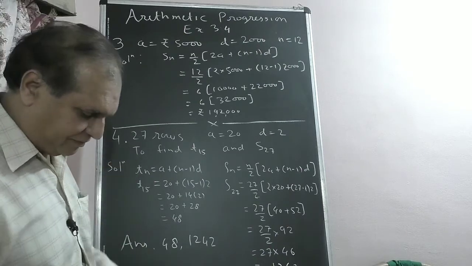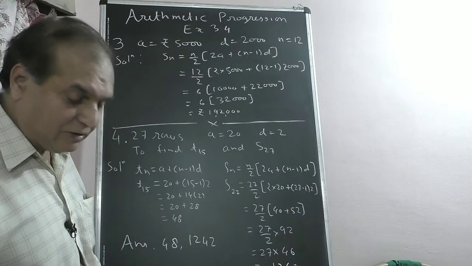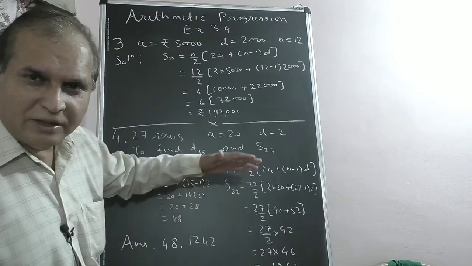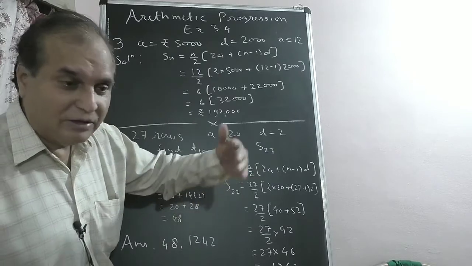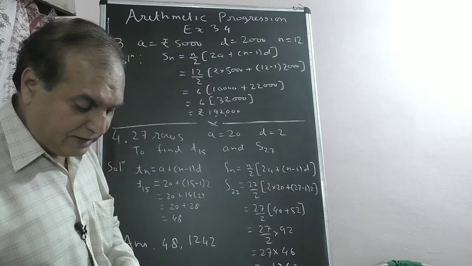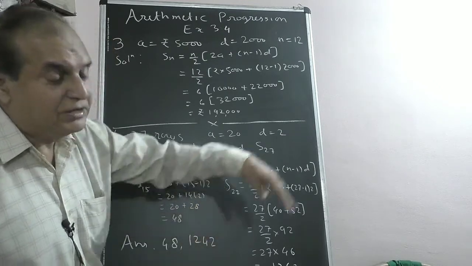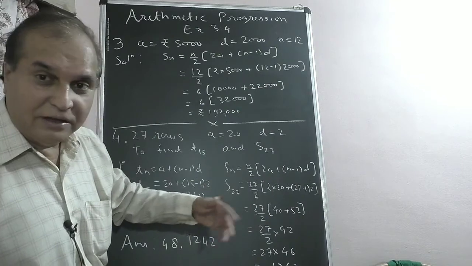Fourth sum. In an auditorium with 27 rows of seats. Auditorium, cinema hall, 27 rows. First row, second row. Okay? 20 seats in the first row. In the first row there are 20 seats. Such 27 rows are there. Okay? Increasing.